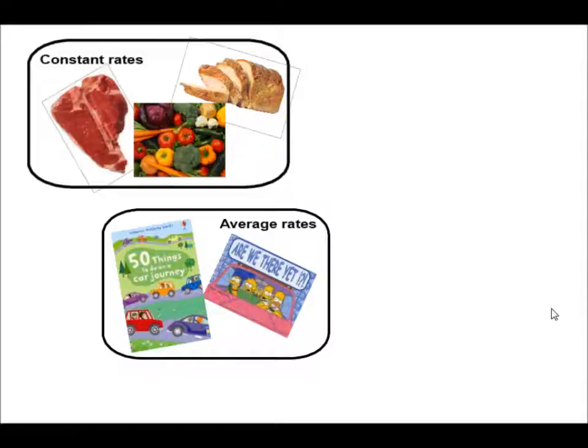If we say that we are traveling 120 kilometers per hour, it is virtually impossible to travel a fair distance at exactly 120 kilometers for 1 hour because you get traffic, you get stops. So that is why we use average rates.